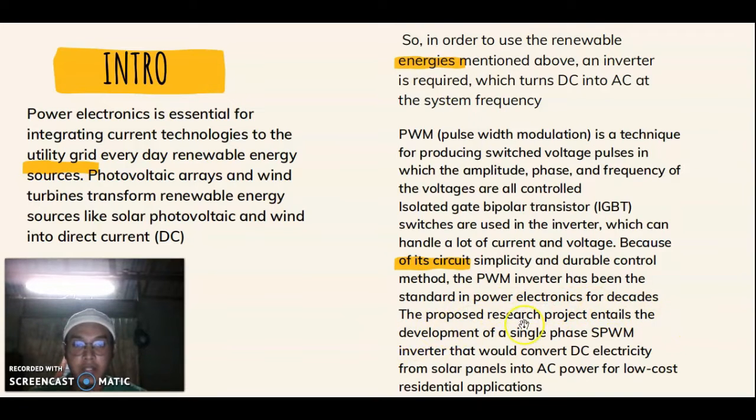Okay, the proposed research project entailed the development of a single-phase SPWM inverter that would convert DC electricity from solar panels into AC power for low-cost residential applications.